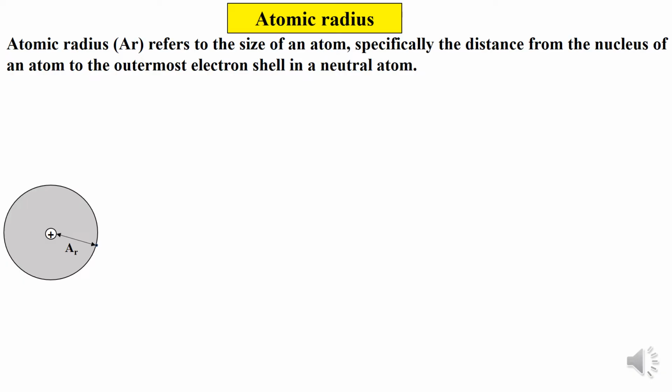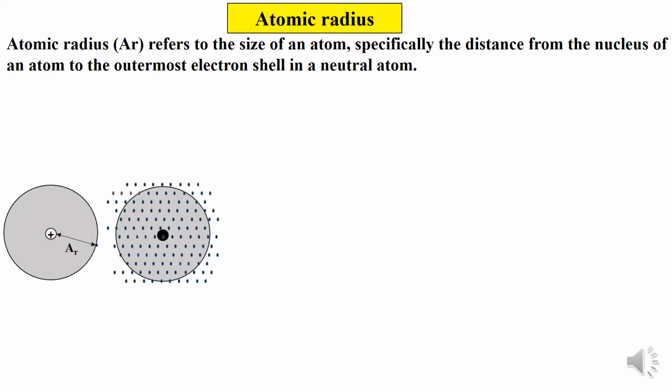The reason is the atom lacks a sharp and well-defined boundary of the electron cloud. And as we all know, the electron is always in constant motion and orbits around the nucleus in its respective shell or energy level. So it is very difficult to locate the exact position of the electron in an atom.